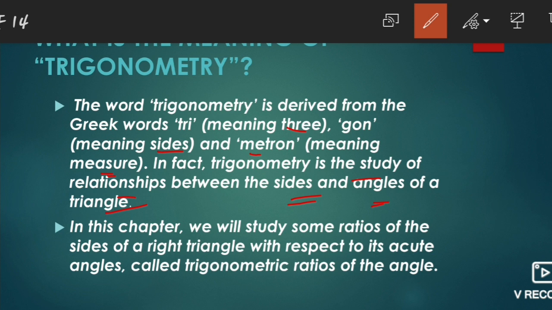Now what is a trigonometric ratio? We will discuss today about trigonometric ratio. It is the ratio of sides of a right angle triangle with respect to its acute angle. Suppose this is a right angle triangle. If this is 90 degrees, there are two acute angles, this one and this one, right? So a trigonometric ratio is the ratio of the sides with respect to any of these acute angles. So let's check how you can define these ratios.